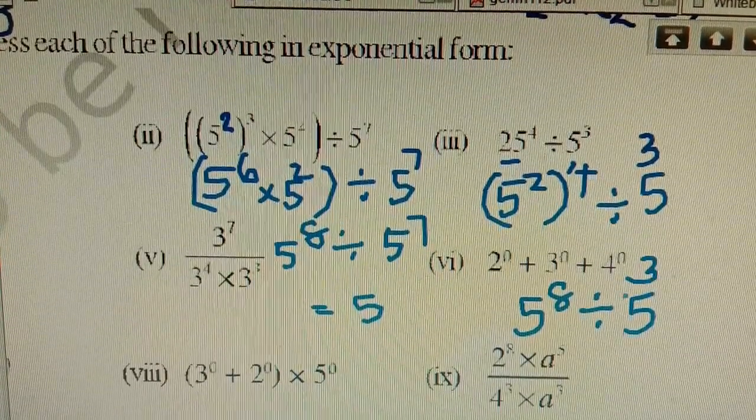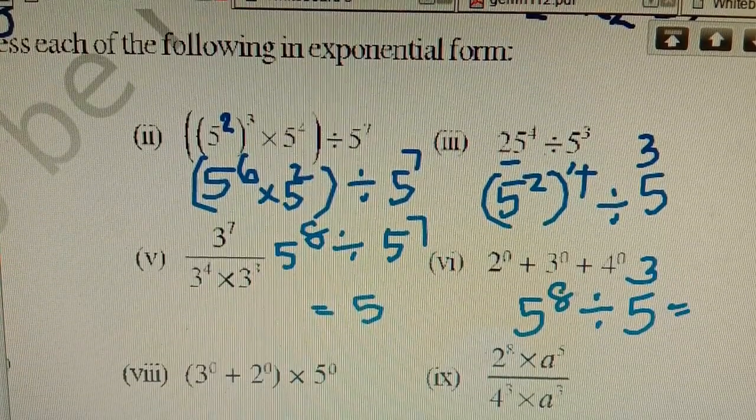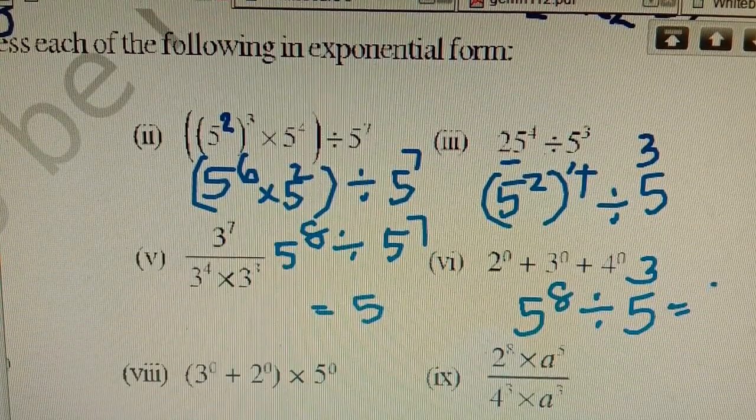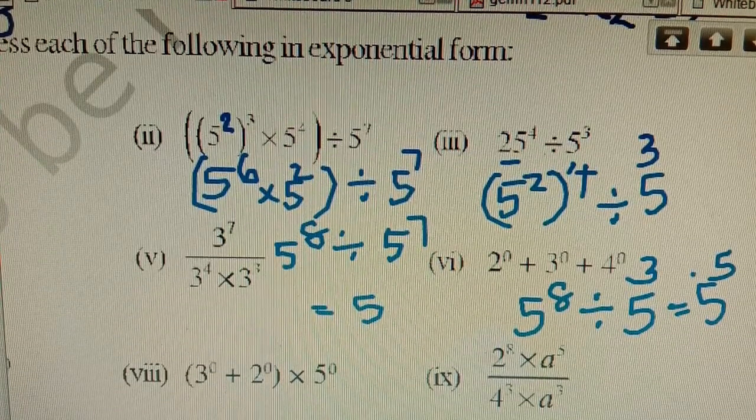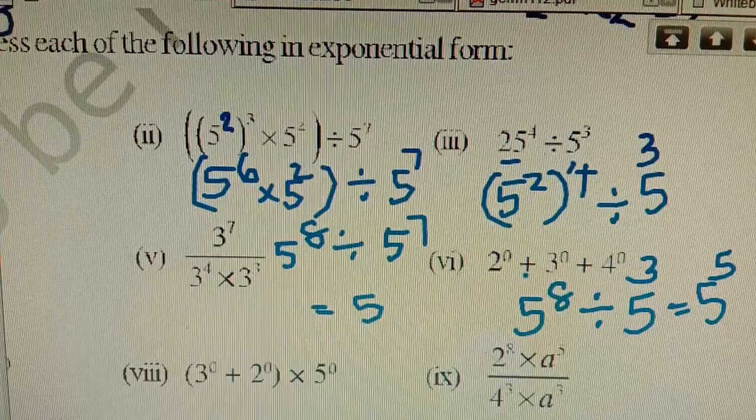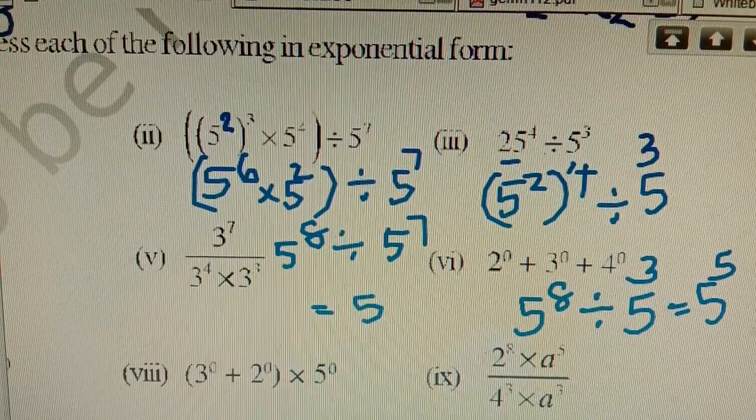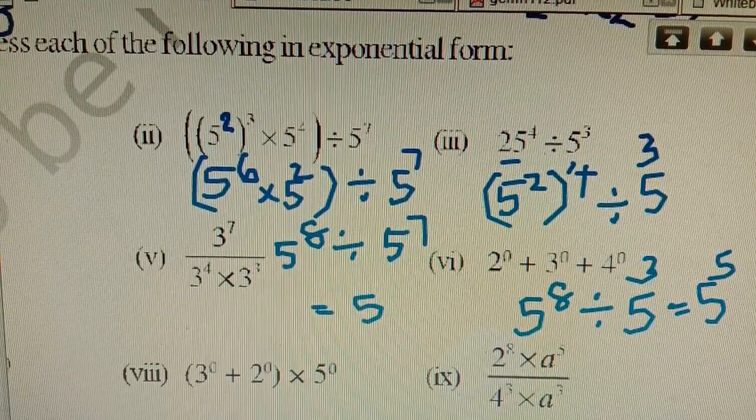So there is division, so we subtract the power. 8 minus 3 is 5. So the answer is 5 to the power of 5. 5 to the power of 8 minus 3, that is 5 to the power of 5. Okay. Now the next one.